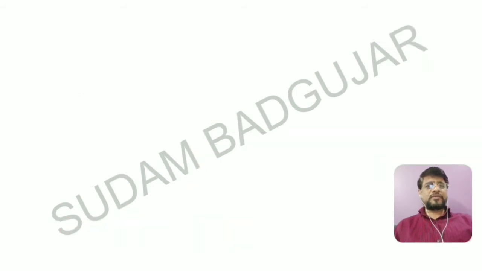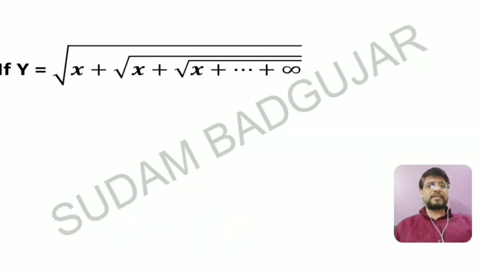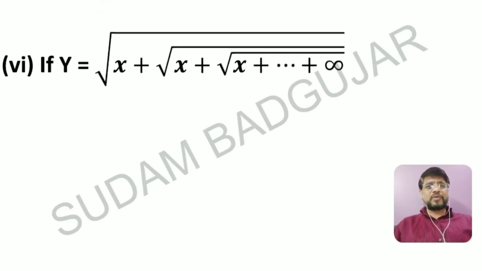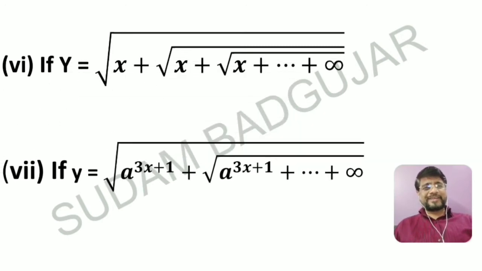Now the next question, question number 6. Here y is equal to under root of x plus under root of x plus under root of x up to infinity. Then its derivative is, again one more question, that is y is equal to under root of a raised to 3x plus 1 plus under root of a raised to 3x plus 1 up to infinity. The solution for 6 is, what is the derivative of x? 1 upon 2y minus 1. That's it.